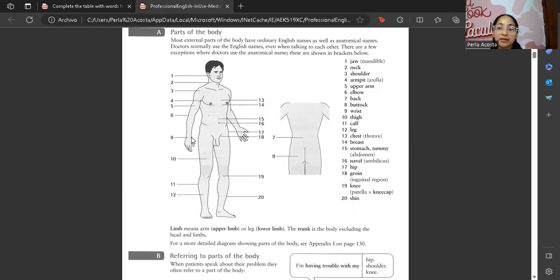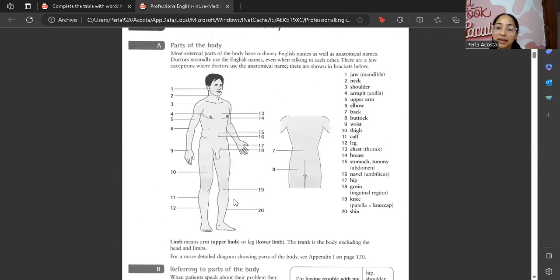Number 9, wrist. Number 10 is thigh. Number 11, calf. Number 12, leg. And 13 is chest or thorax. Number 14 is breast. And 15, stomach, tummy, or abdomen. Number 16 is navel or umbilicus. Number 17, hip. 18, groin or inguinal region. 19 is knee or patella, that is the same as kneecap. And 20 is shin.